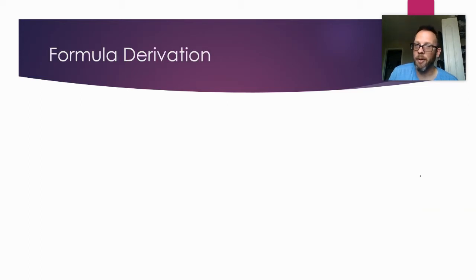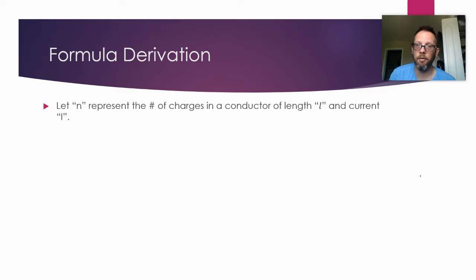So let's talk about a formula for the force on a conductor, because we know the force on a charge, but a conductor has lots of moving charges through it. So it depends on a few things. Our starting point is to say N is the number of charges in a wire or conductor of length L with a certain current I.